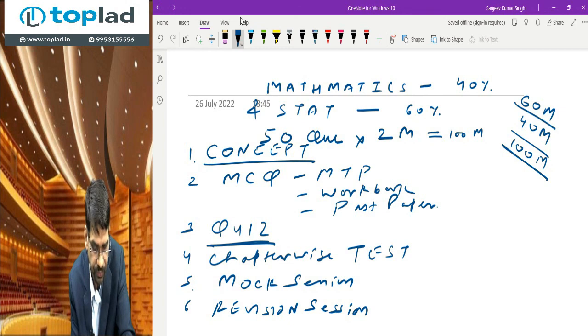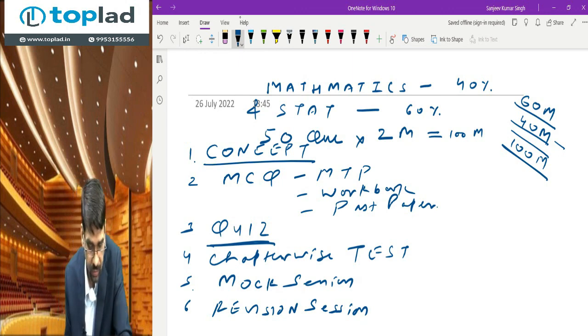For 60 marks, you will get very easily. You can get 60 marks very easily if you just listen to my lecture daily and just half an hour after the class you do homework. For the 40 marks, you do extra effort. Extra effort means more revision. More and more revision, you can get 100 marks.